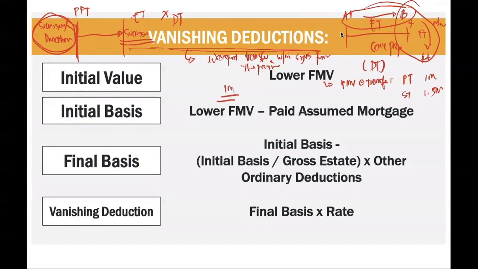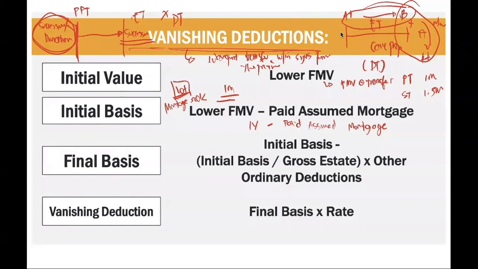Next, you get your initial basis. Your initial basis is the lower fair market value less your paid assumed mortgage. In short, this is known as your initial value less paid assumed mortgage. Okay, so what is this paid assumed mortgage? So for example, what B inherited from A is a lot. And out of that lot, there is a mortgage amounting to 500,000 pesos. So, in-inherit niya yung lupa kasama nung utang dun sa lupa na 500,000 pesos.